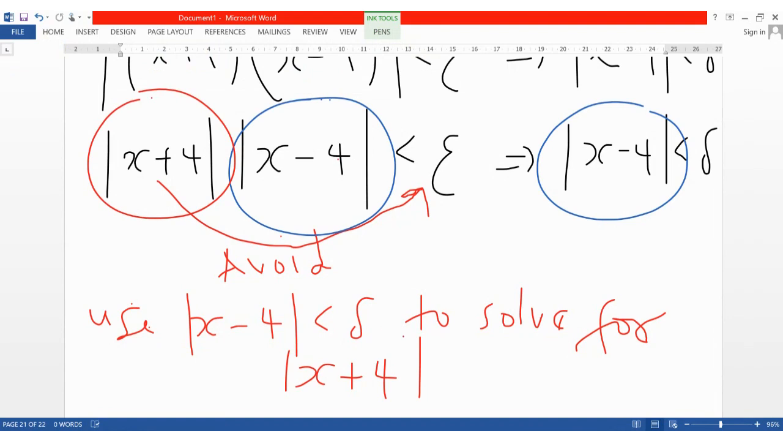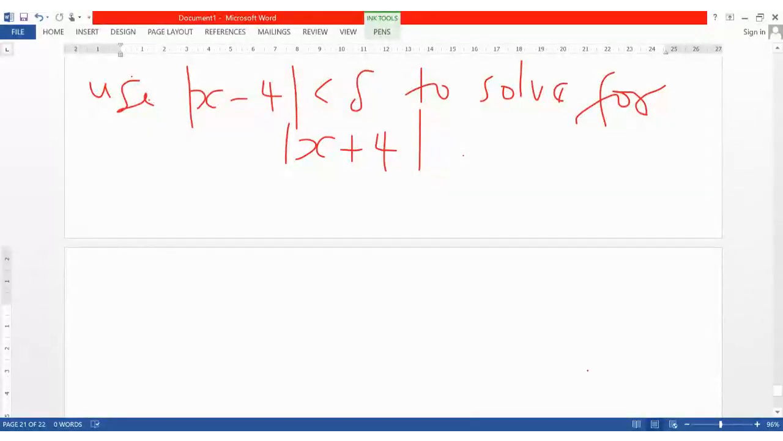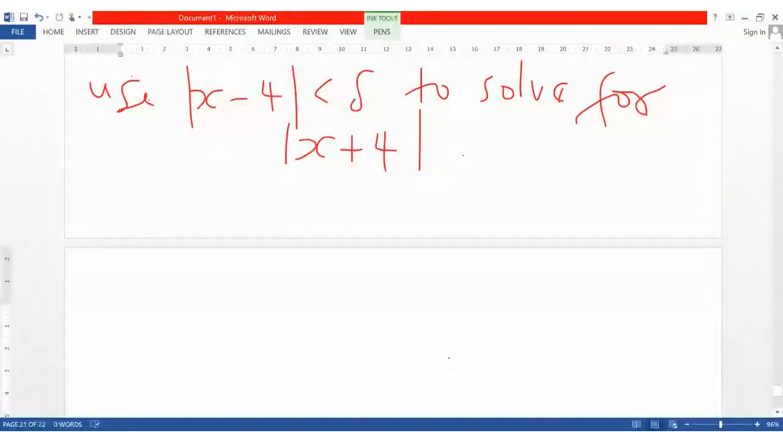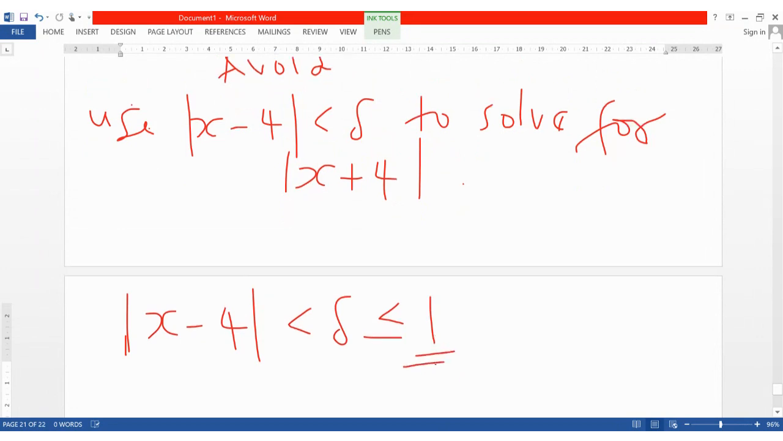My Word is not responding, so let me wait. It is okay now. So I'll pick a value of delta, a very small value of delta. I'll assume that delta is less than or equal to 1. I'm just picking a value. In other examples that I've given, I've picked a different value of delta. So let x minus 4 be less than delta, which is less than or equal to 1. So I've picked a very small value of delta. I'm assuming delta is greater than 0, but less than or equal to 1.